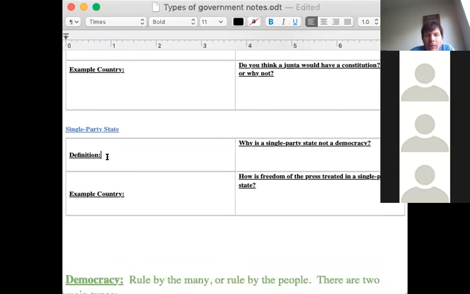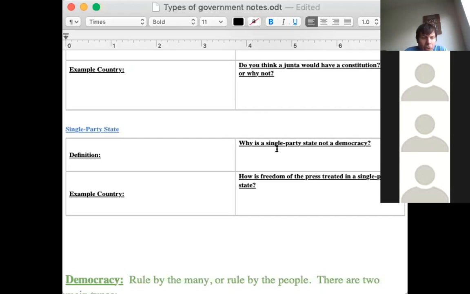What definition did you guys get for a single party state? One political party has control. Okay. Did you guys find an example? Cuba. Cuba's a communist dictatorship. China, you could say the same thing. Vietnam. Why is a single party state not a democracy? They outlaw the other political party.